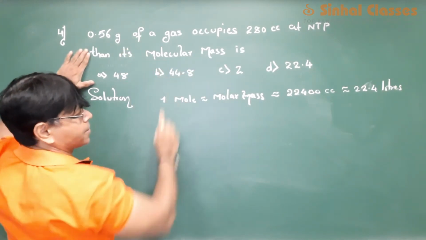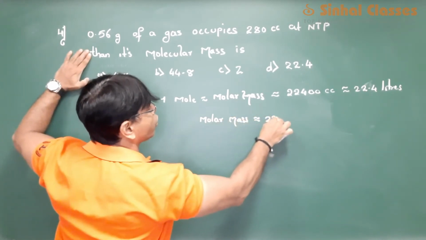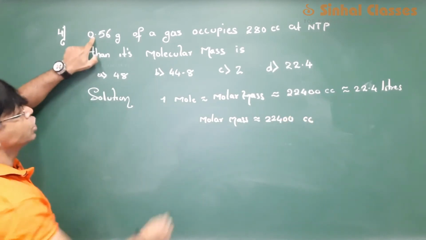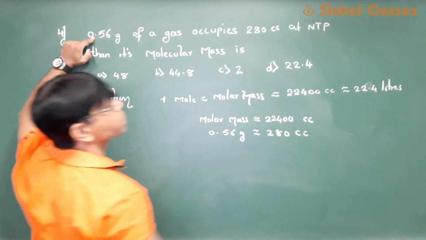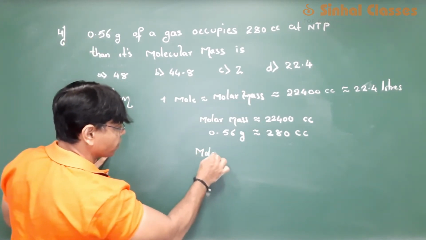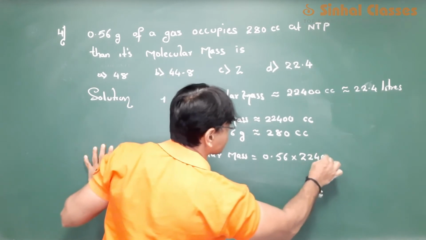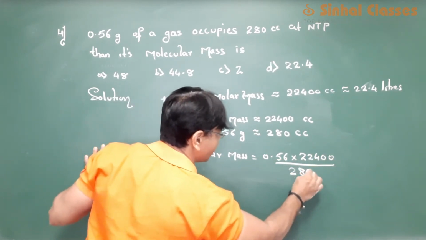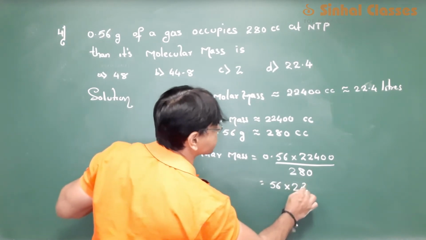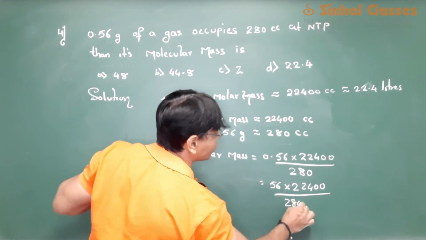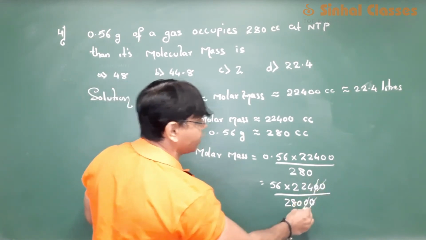Now we want the molar mass. We know that molar mass corresponds to 22400 cc. But what is given to you? 0.56 grams corresponds to 280 cc. Now the molar mass will be equal to 0.56 multiplied by 22400 divided by 280. Remove the decimal, it will become 56 times 2400 divided by 2800. Now very simple calculation, the 00 will get cancelled.